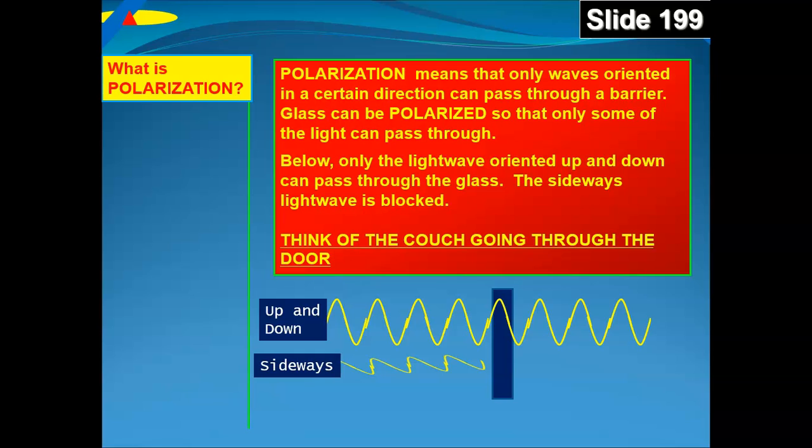Think of a couch going through a door. So if you have a couch, or maybe you call it a sofa, and you want to get it through a door, you can't get it through lengthwise, so you've got to turn it up on its end and then push it through the door when it's turned up and down on its end. And that's an example of this. It has to be oriented or pointed in a certain direction in order to get it through this glass, just like getting the sofa through the door.